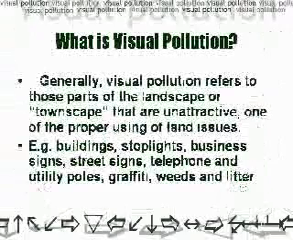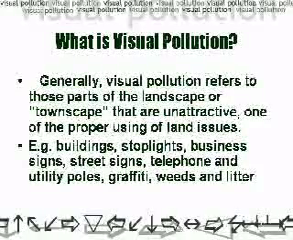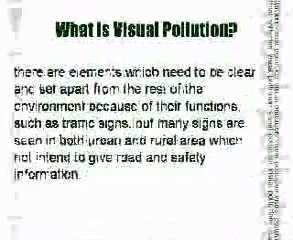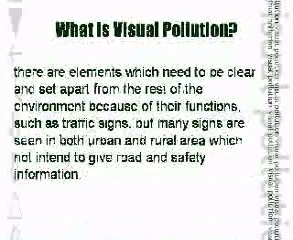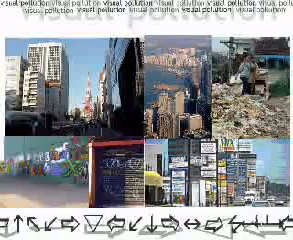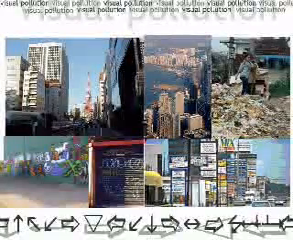First, we are going to introduce what visual pollution is. Visual pollution refers to those parts of the landscape or townscape that are unattractive, one of the improper land use issues. In other words, it disturbs our vision and annoys our sight away from beautiful landscape by a range of things, including buildings, stoplights, business signs, street signs, telephone and utility poles, graffiti, weeds and litter.